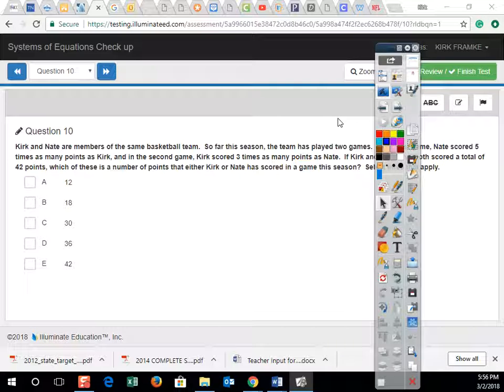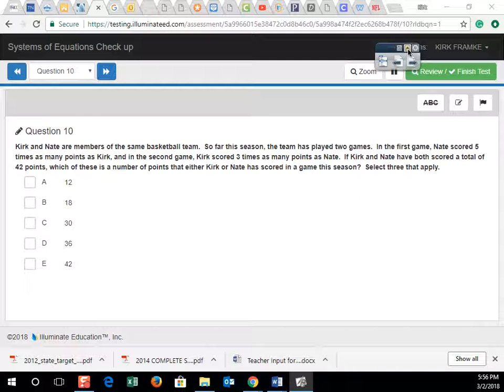I didn't write it. Kirk and Nate are members of the same basketball team. So far this season, the team has played 2 games. In the first game, Nate scored 5 times as many points as Kirk. In the second game, Kirk scored 3 times as many points as Nate. If Kirk and Nate have both scored a total of 42 points, which of these is a number of points that either Kirk or Nate have scored in a game this season? Select 3 that apply. Which of these is the number of points that either has scored?